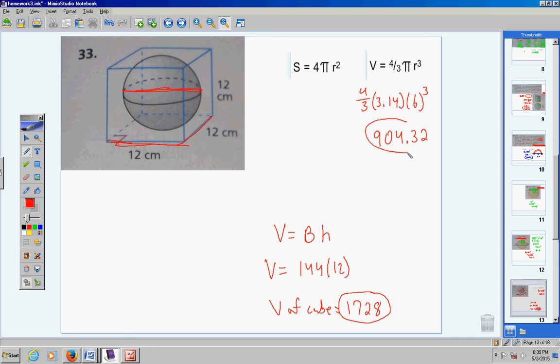Now, this is the volume of the entire cube. That's the volume of the sphere. Subtract those two and let's see what we get. 823.68. That's volume, so centimeters cubed. That's the volume of the unshaded part. Let me glance at the answers down below. They're getting 823.2, and we're getting 0.68. So definitely close enough. Alright, moving on to number 35.